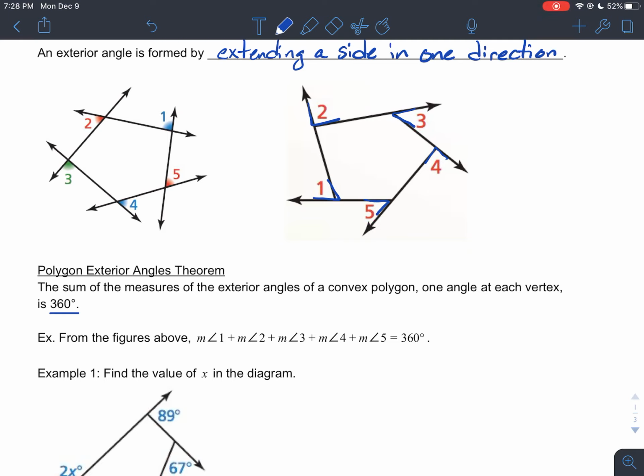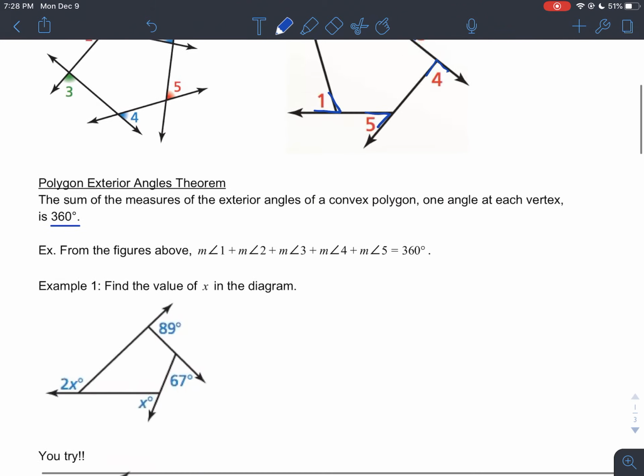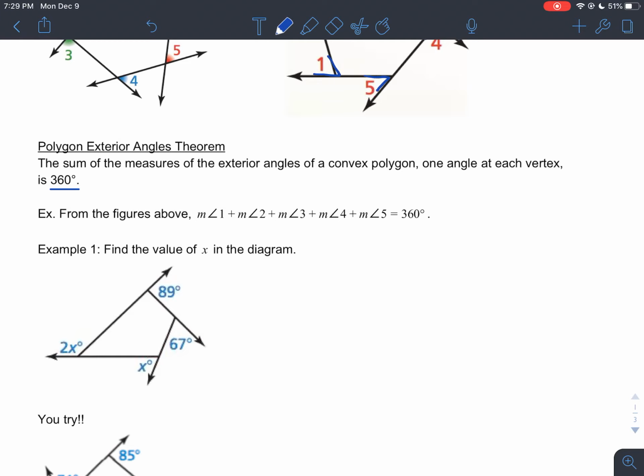So you may genuinely have a problem on your test that says find the sum of the exterior angles of a convex heptagon. Your answer, 360. Like seriously, it's not a trick, just 360. So on this first example, it says to find the value of x in the diagram. Okay? We have four exterior angles. And what is the sum of exterior angles? We don't even care what type of shape this is. The sum of the exterior angles, 360.